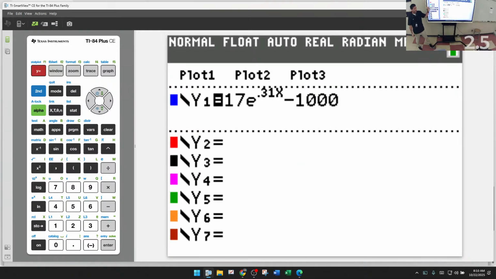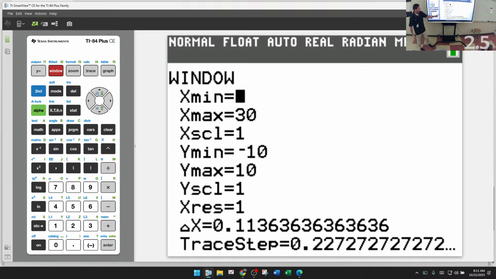Y equals, I moved 1,000 to the other side. It told me at the very beginning that the minimum was 0 and the maximum was 30, so my guess is it had a fit there. So I went ahead and changed my window to 0 to 30. I don't care about the Y values as long as I have the Y axis on there. If I cared about the Y values, I'm going to need to put the 1,000 up there.